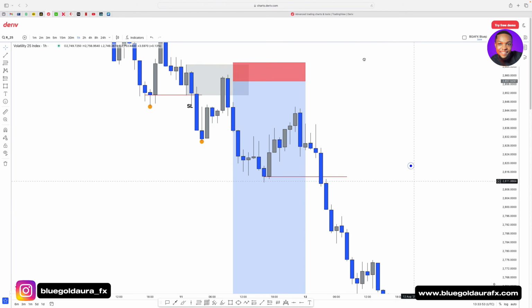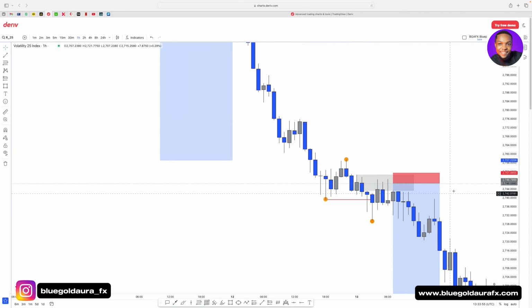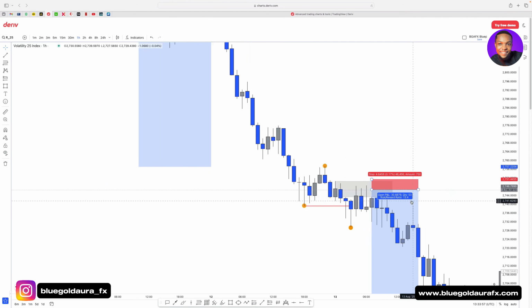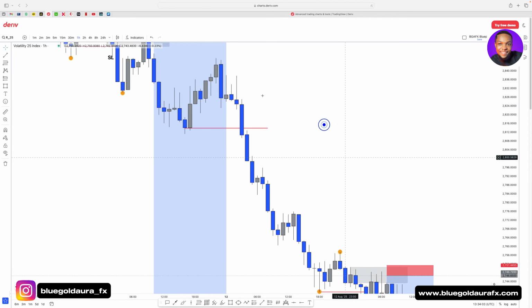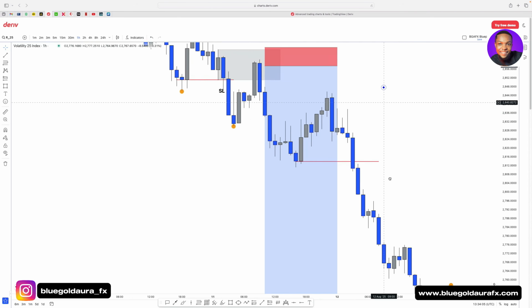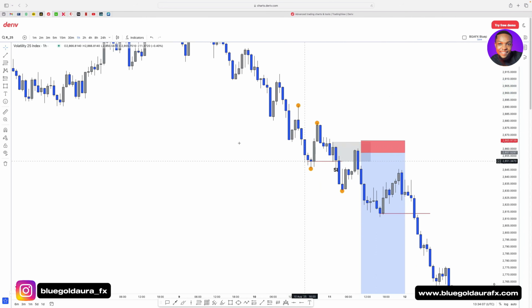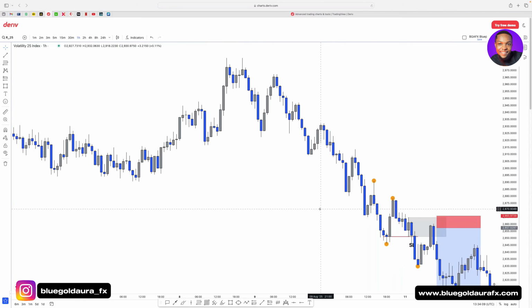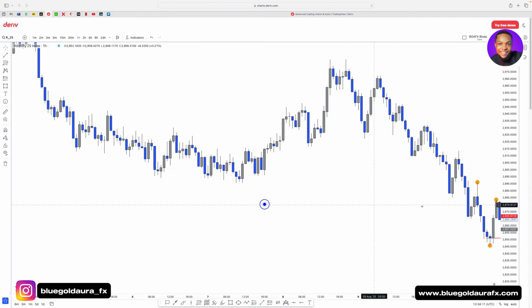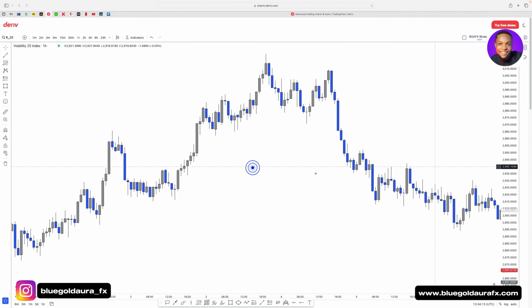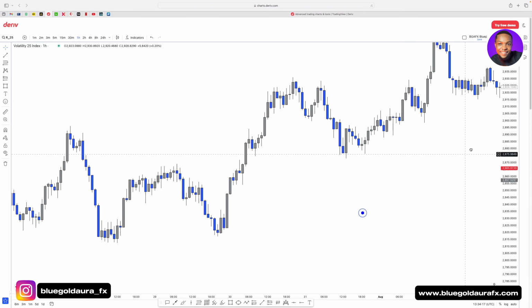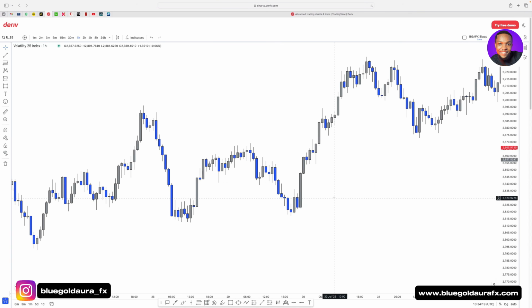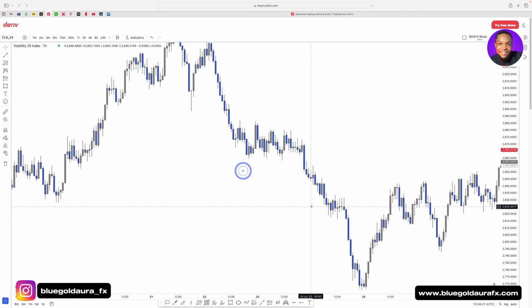So 22 plus this 13, that is a lot of pips, right? That is a lot of pips that you would have made, and depending on your risk, you would have made a lot of money. It's as simple as that. It's as simple as that. So let me see if I can get a buy trade, and I'll show you guys how you could have capitalized on that. It's as simple as that.